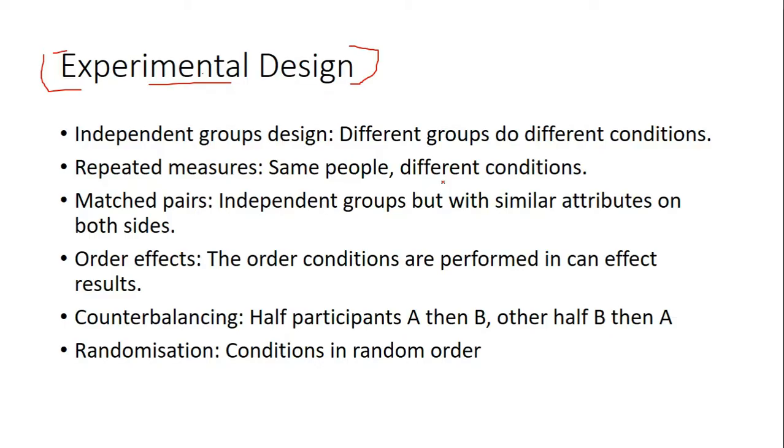So repeated measures might actually make a study more reliable because it means that you actually have more people doing everything. So more people doing the whole shebang, basically.